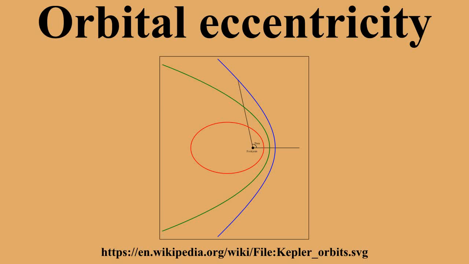The orbital eccentricity of an astronomical object is a parameter that determines the amount by which its orbit around another body deviates from a perfect circle. A value of 0 is a circular orbit. Values between 0 and 1 form an elliptical orbit. 1 is a parabolic escape orbit, and greater than 1 is a hyperbola.